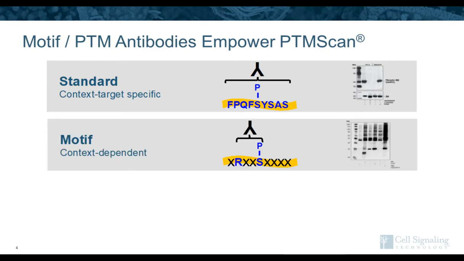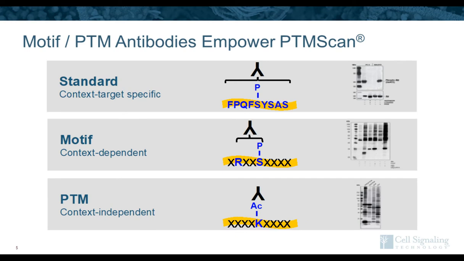So instead of a single peptide sequence, we actually use degenerate peptide libraries. So here again we see a phosphopeptide. It's a phosphoserine residue with an arginine at -3. And every peptide in the library will have those two residues fixed. Then we vary the amino acids around it. So we can do this to make phosphomotif antibodies. We can also use it to make antibodies against other PTMs, such as acetylation of lysine.